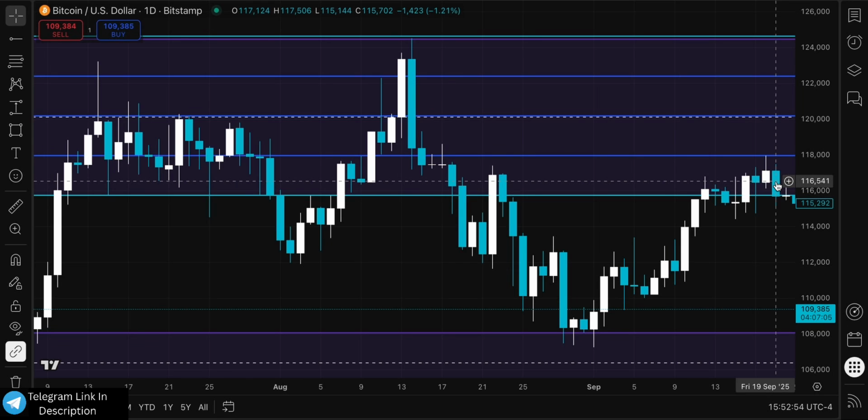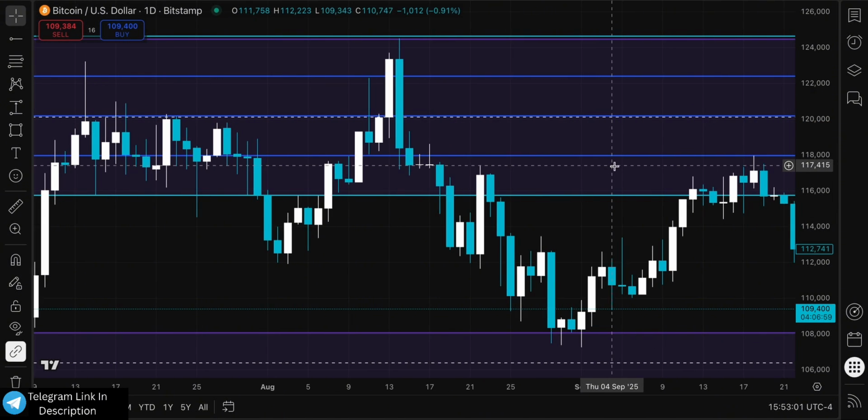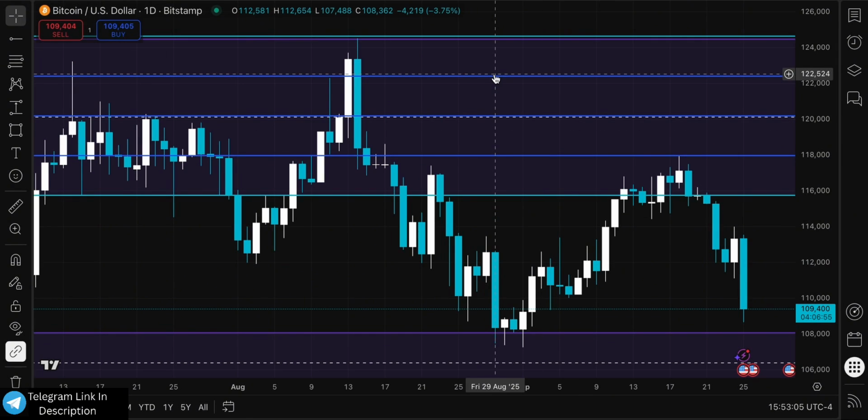So we can be looking and anticipating for shorts in this rejection area, in this resistance area, okay, and obviously we do come down. So yeah, you guys could have gotten in here.